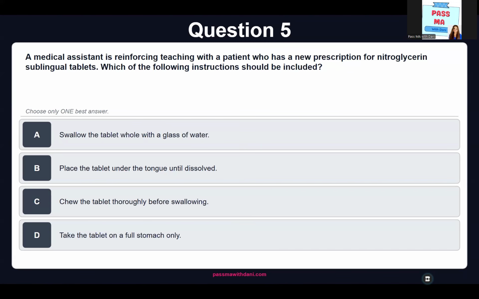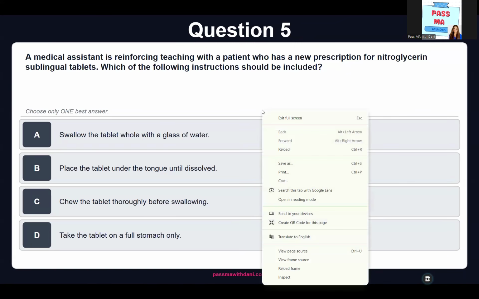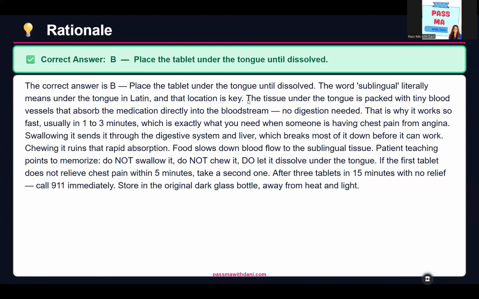All right, for question number 5, if you said B, place the tablet under the tongue until dissolved, then you are correct. Now, the word sublingual literally means under the tongue.